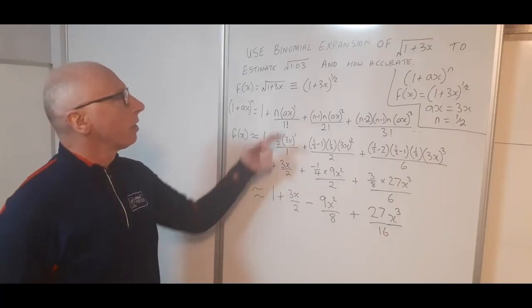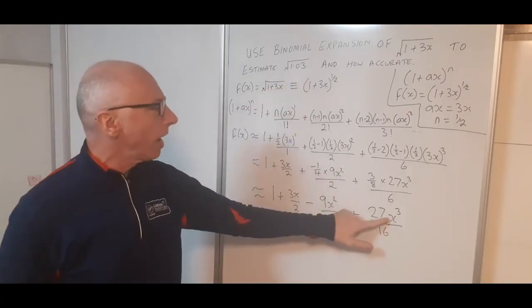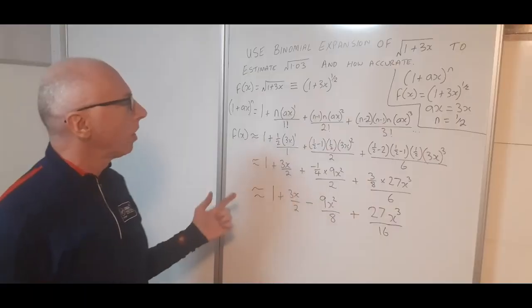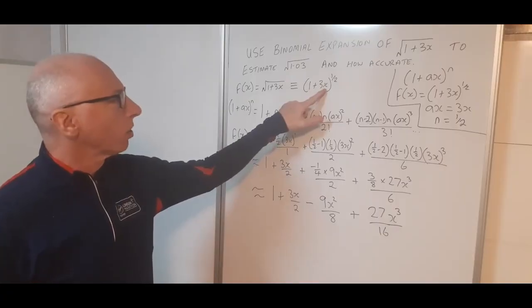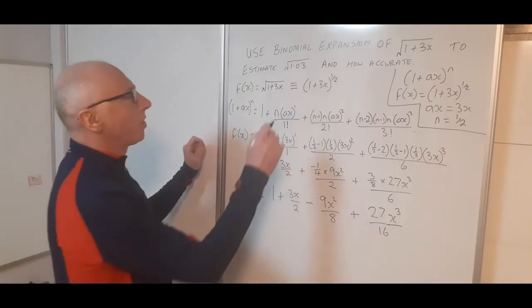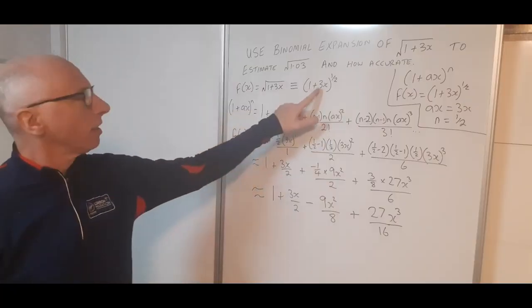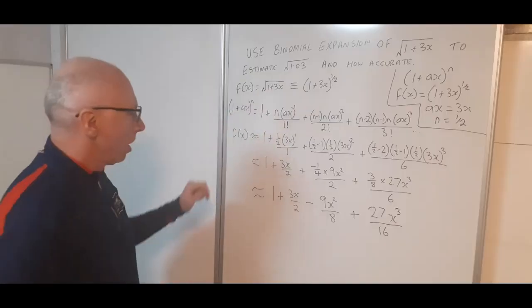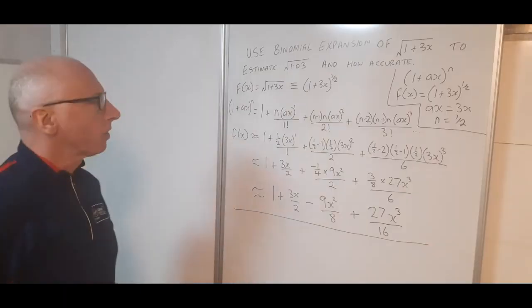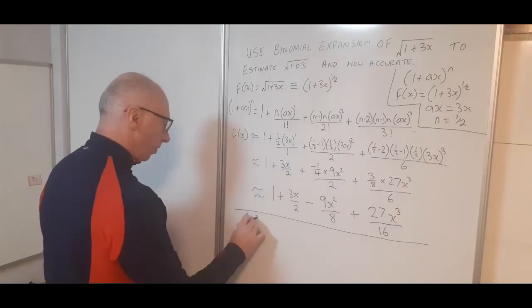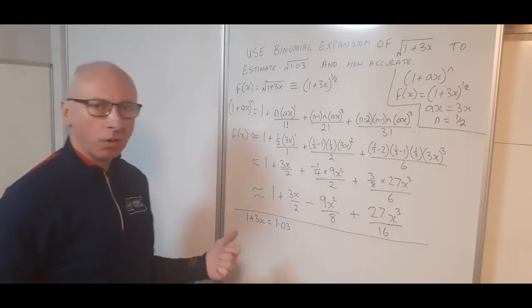But I want to use it to estimate the square root of 1.03. So I need to find a value of x to put into this to find my estimation. I can't just put x as 1.03, that's not going to work. So what I've got is this bit here, (1 plus 3x) to the half, and the square root of 1.03, I'll set that equal to that because that's what I'm estimating. So now let's draw a line underneath, and now I need to find our magic x value. So we've got 1 plus 3x equals 1.03. And let's just solve for x.